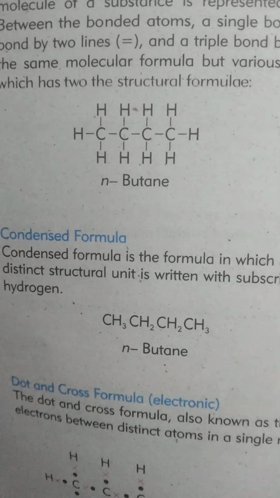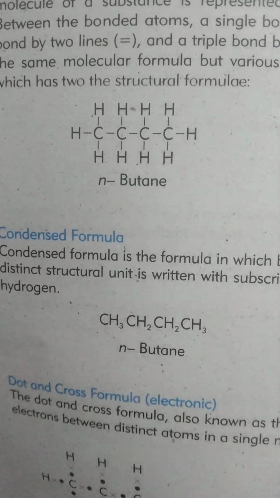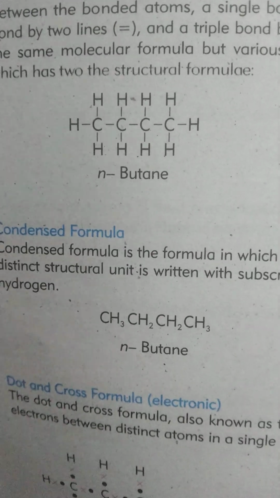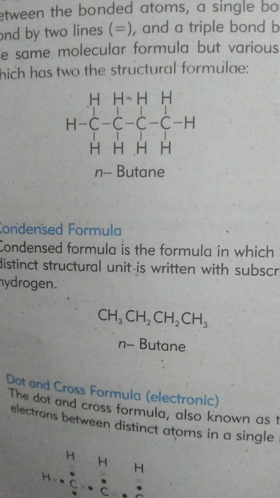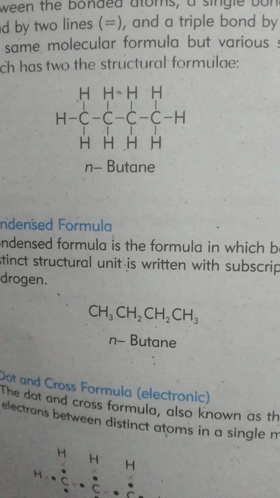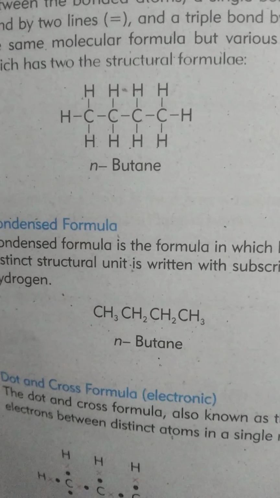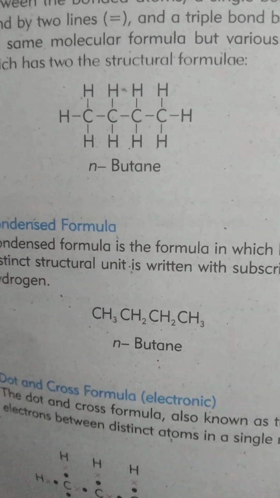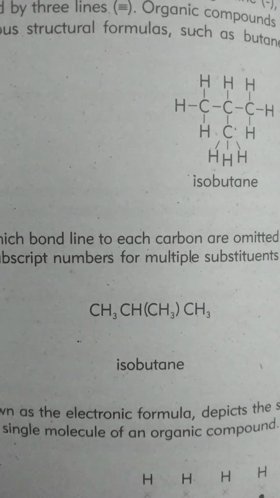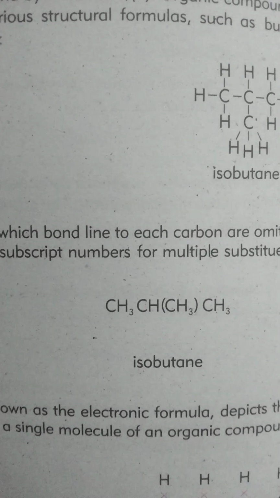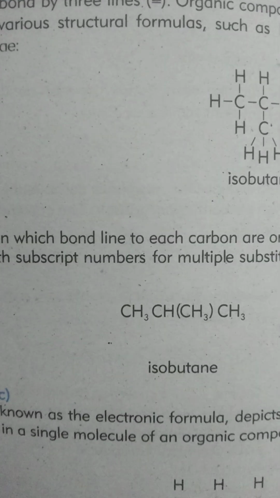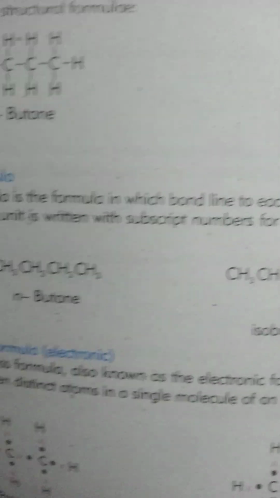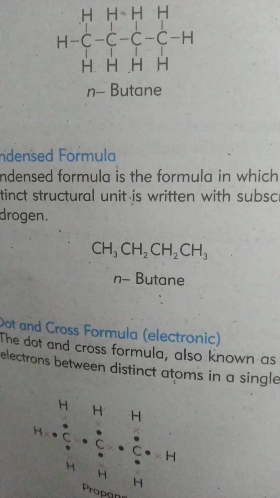Condensed form, the same formula of n-butane. Whenever we write it without the lines, omitting the lines between the atoms, it is the condensed formula, CH3CH2CH2CH3. In this structural form, there are no lines. Also in isobutane, it is a condensed form. In a condensed form, we are not writing any kind of lines, only a simple structure.